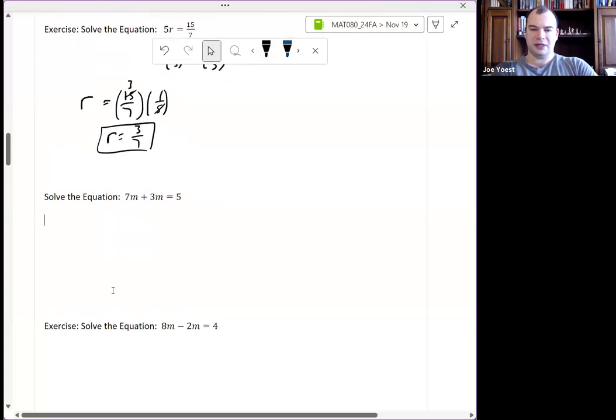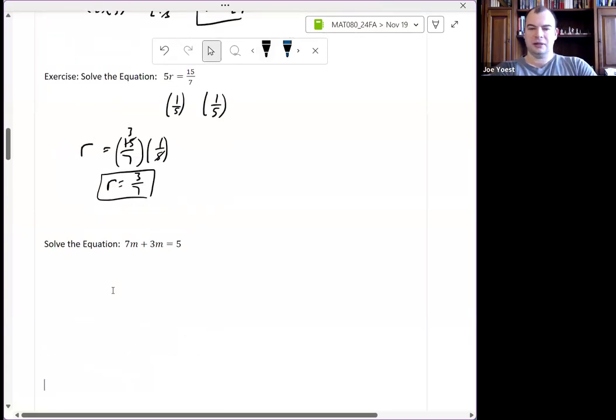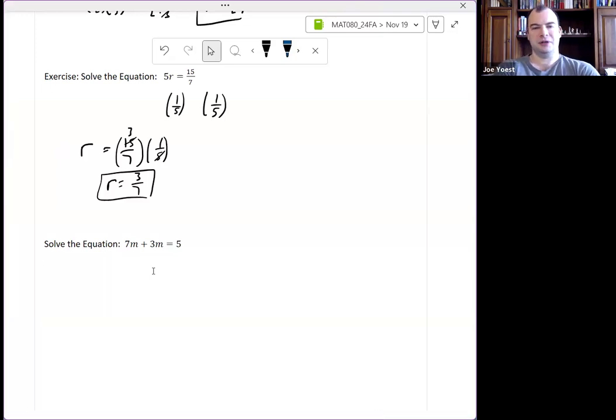Now, what if I have something like this one? 7m plus 3m equals 5. Before I do any equation solving steps, and after each equation solving step, I want to fully simplify everything. I want to take each expression on each side of my equal sign and simplify it as much as possible. So that might mean expanding it out. That might mean combining like terms, things like that.